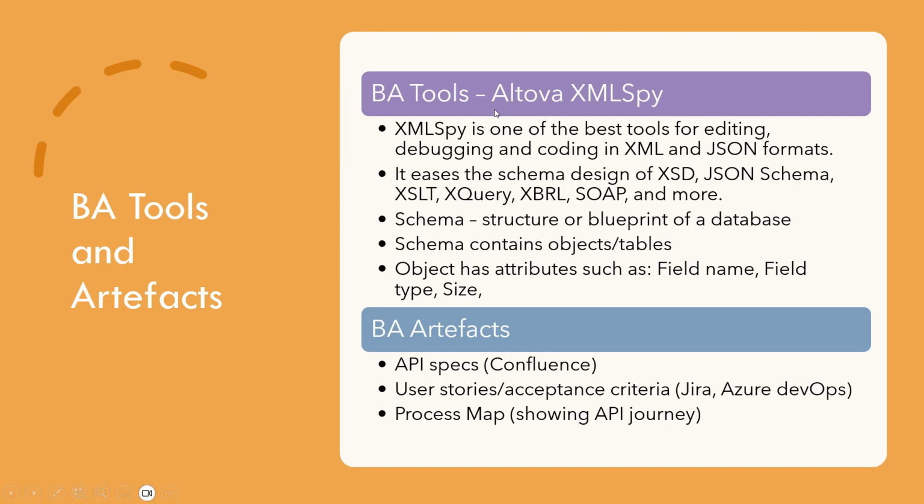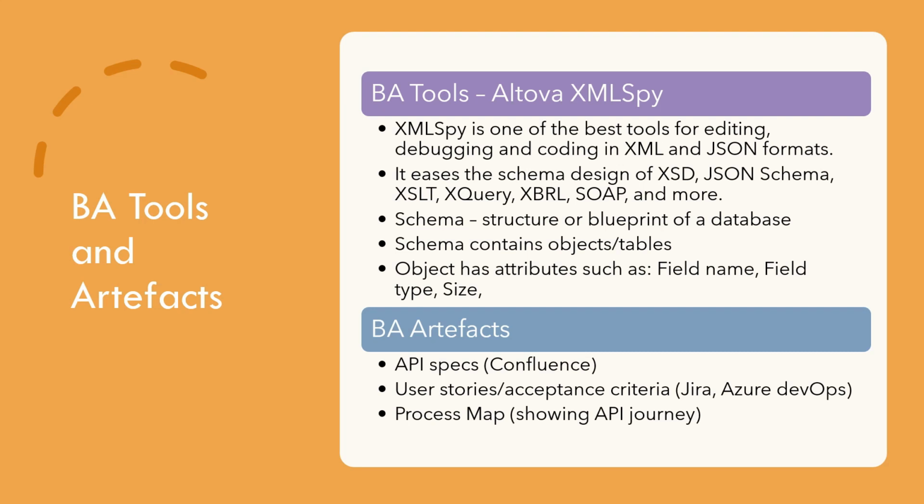What does XML Spy do? So let's read through the slide. It says that XML Spy is one of the best tools for editing, debugging, and coding in XML and JSON formats. Okay, remember I said initially that APIs are codes and they are written. And when you talk of schema, okay, when I talk about what kind of API, remember I talked about SOAP or REST.